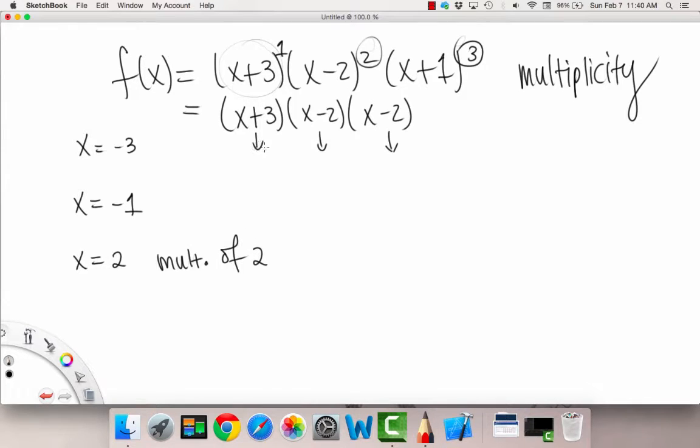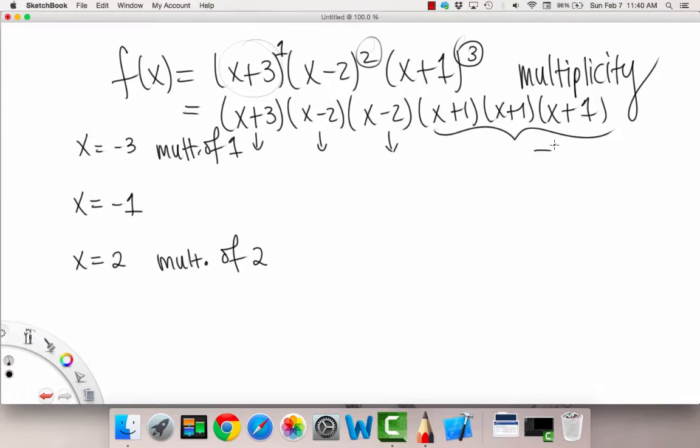How about the x equals negative 3? That only occurs once, so it has a multiplicity of 1. And then if we were to write out the x plus 1s, we get x plus 1, x plus 1, and x plus 1. So we get the same root of negative 1, but 3 times. So that means that this has the highest multiplicity, and it is of 3. So you can see how the power on each of the groups corresponds to the multiplicity of that given root.